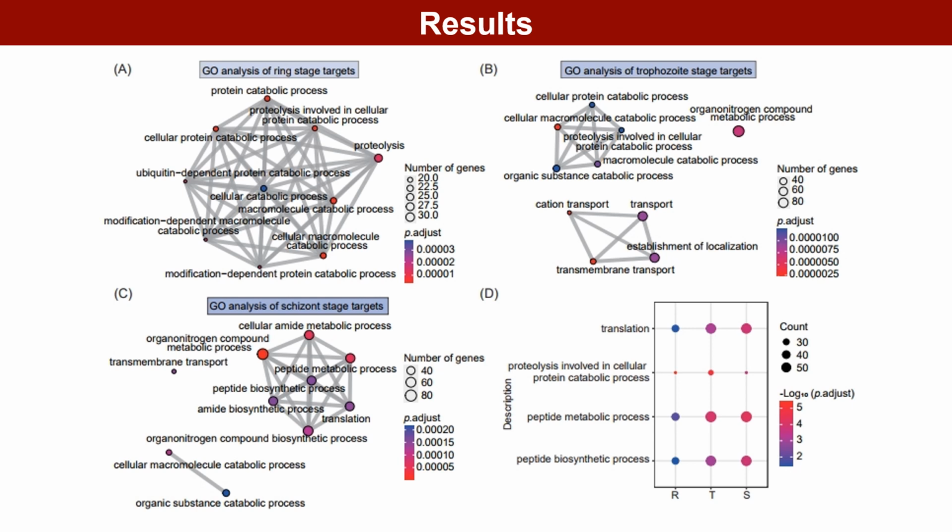The GO enrichment analysis revealed that the targets of the ring stage and trophozoite stage are mainly involved in protein catabolic process, proteolysis, and other processes, while the targets of the schizont stage are mainly involved in peptide metabolism, translation, and other processes. In addition, the translation, proteolysis, peptide metabolic and biosynthetic processes were enriched at all three different stages.